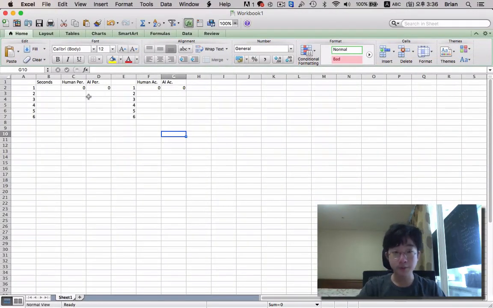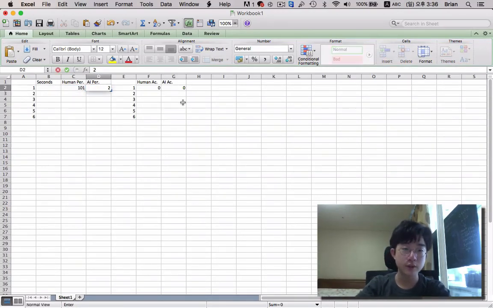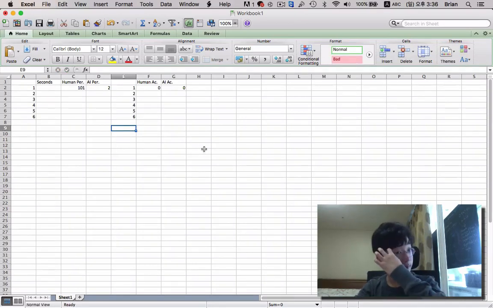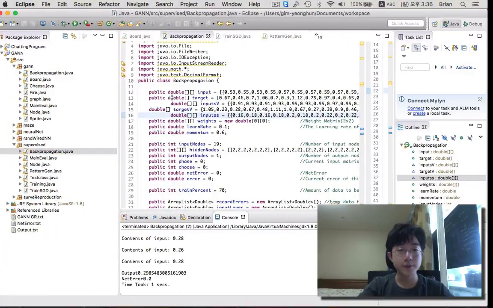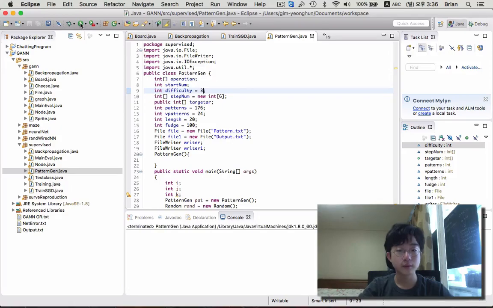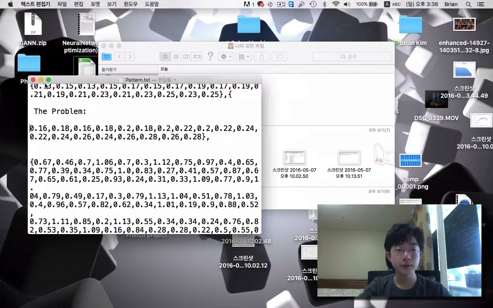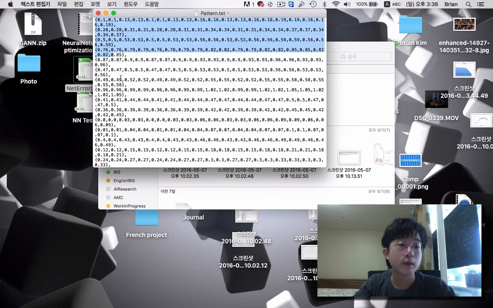But it took him 2 seconds, so I got 1 minute and 41 seconds, so it's going to be 101 seconds. So 101 seconds, and he took 2 seconds. Okay, and I got it right, and he also got it right. Okay, so second trial, we're going to generate the pattern again. So it's done. Give me the pattern.